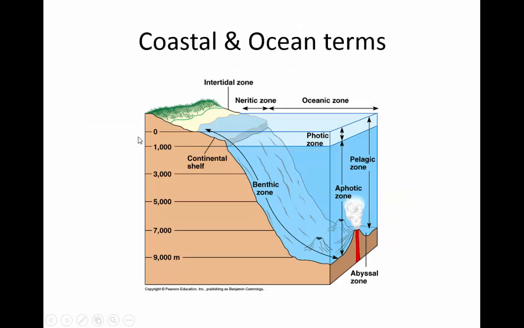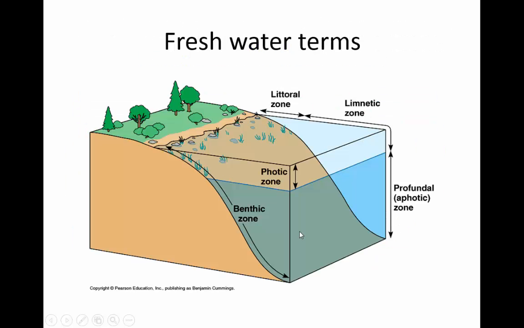Now, going back over here, in your notes, I'd like for you to draw this picture for me. Draw and label each of these zones, all right? All right, now, you'll also have the same thing. So that was in the ocean. Now we have freshwater. And so in the freshwater, we, again, have a photic zone and an aphotic zone. Now, in a freshwater, we call the aphotic zone the profundal zone.